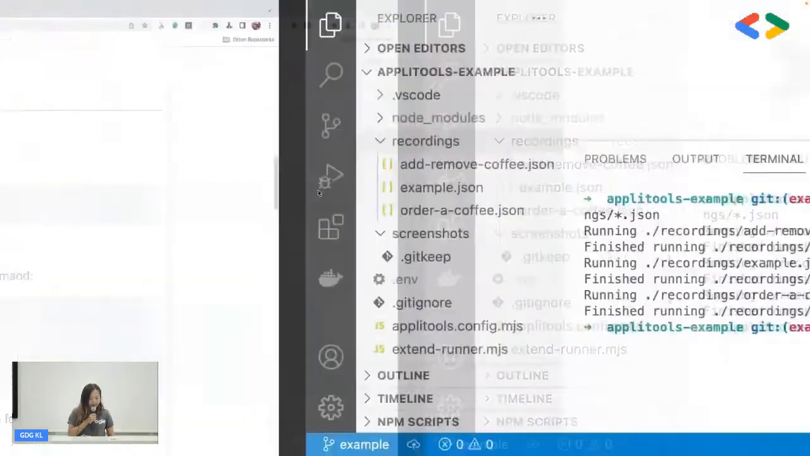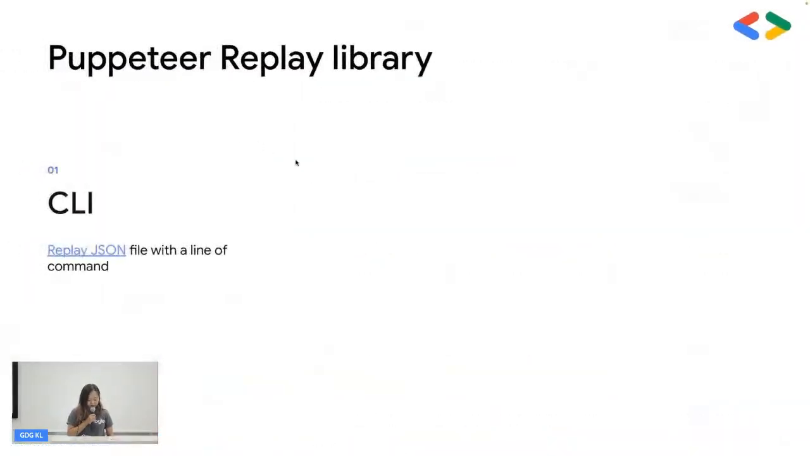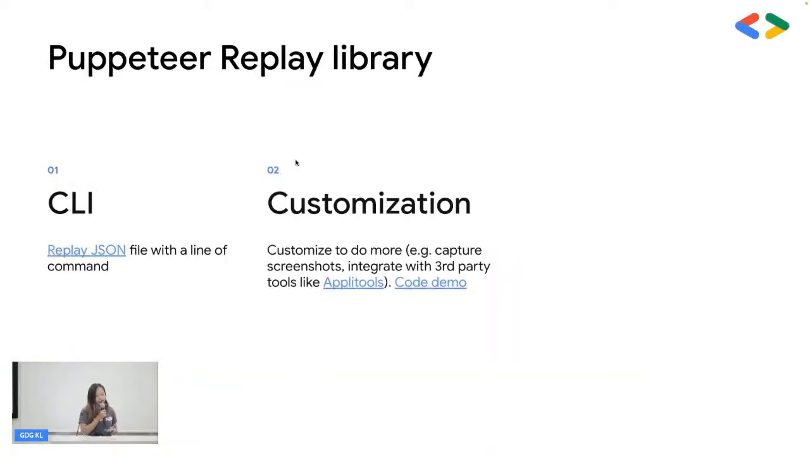Okay, the next thing is that this Puppeteer Replay library also serves as a customization tool. For example, you can capture a screenshot before or after each step. You can configure that, write your own code, or integrate with third-party tools, like a visual testing tool. We have a code example for DevTools, one of the third-party libraries that offers visual testing. So you can do that.